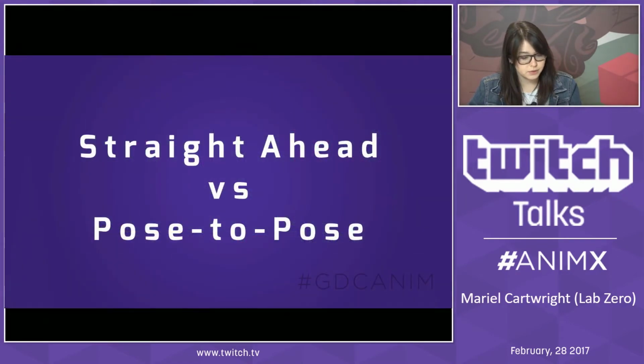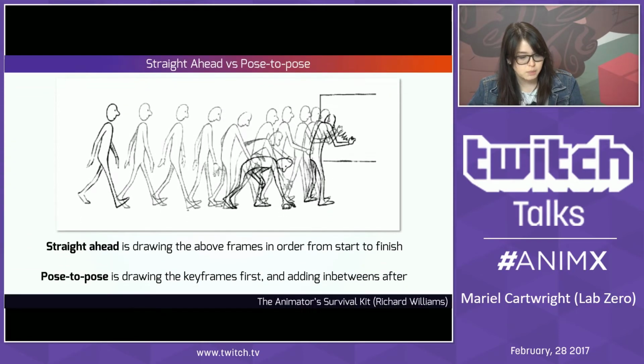Next, we have straight-ahead action and pose-to-pose. Both of these terms originated in 2D animation. They refer to the methods the animator uses to animate a motion. When you animate in 2D, you can basically approach it in 2 ways.